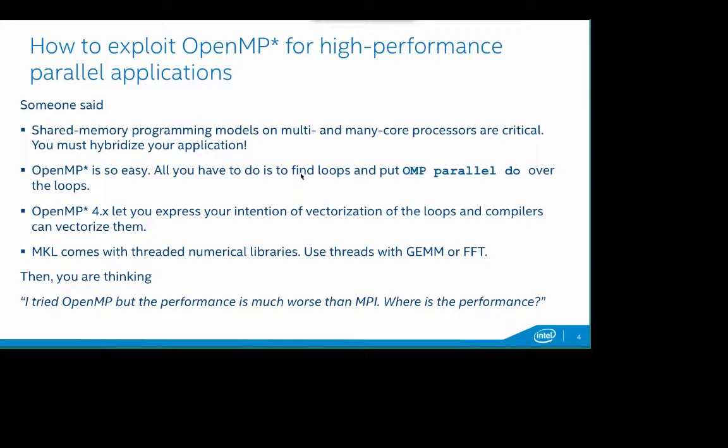And everybody would have told you that you need to hybridize. You heard that enough. And also, you probably heard that OpenMP is really easy. You just find the loop and put the pragma, and you will get there. Okay, that's great. And in addition, the new OpenMP 4 standard even allows us to express vectorization, and compilers and runtime can magically figure it out. And of course, MKL comes with very good threaded libraries.